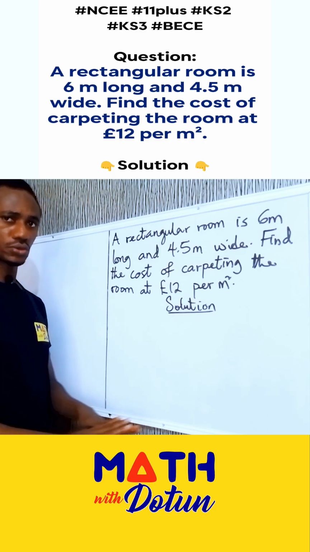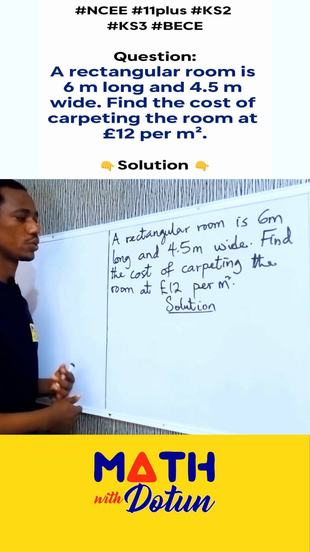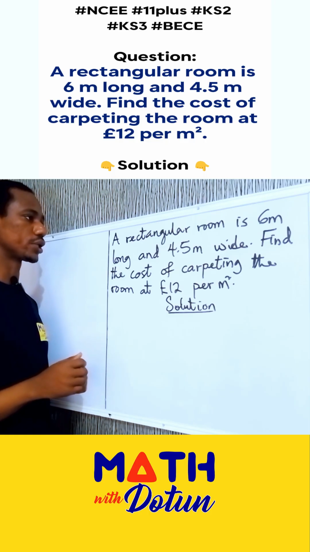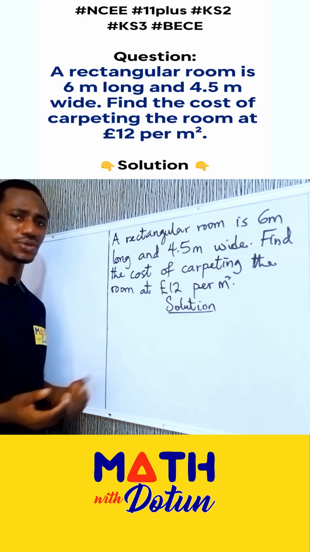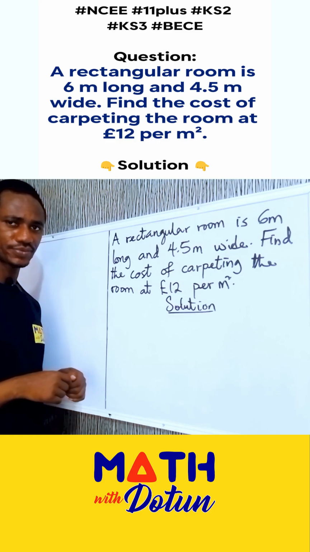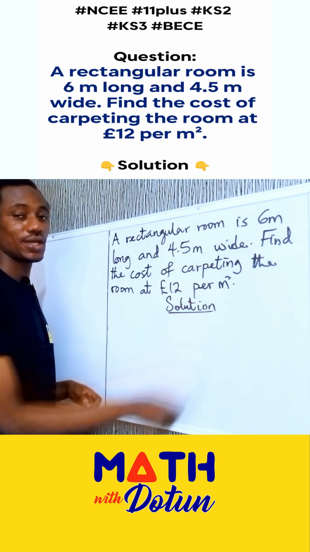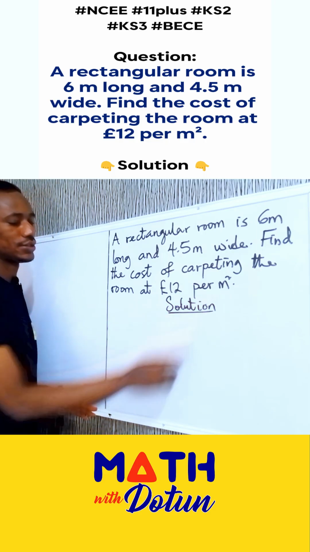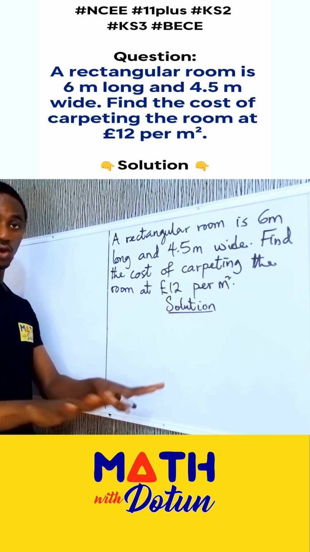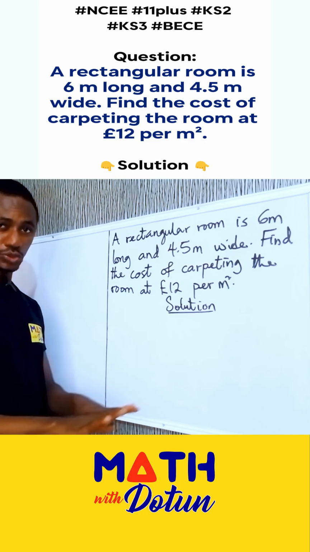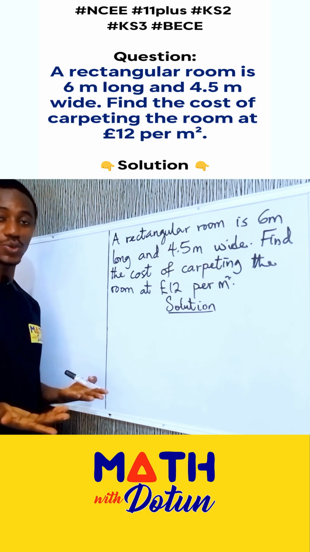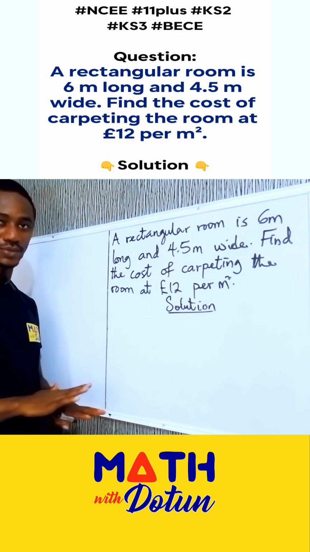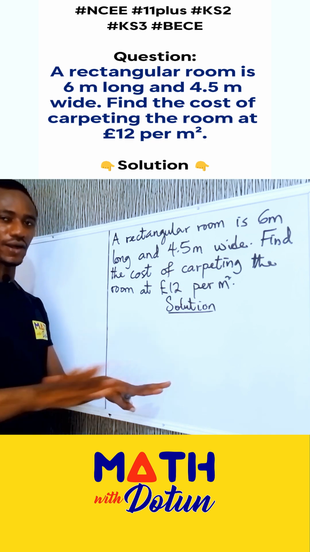So we want to cover the floor of the room with carpet, and per meter square that will cost £12. So what are we looking for? Just seeing this meter squared should have given you an idea that we're talking about the area. The area is the total space covered by a shape, and that same space is what we want to cover with carpet.